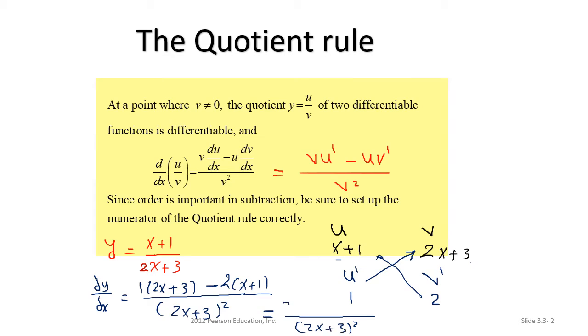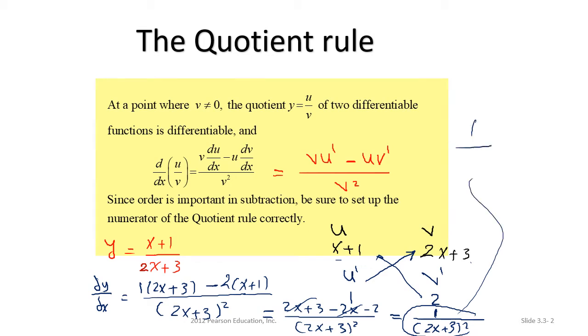1 times 2x plus 3 is 2x plus 3, minus 2x minus 2. So the final answer has (2x plus 3) squared in the denominator, and in the numerator 2x and negative 2x cancel together. It's 1 over (2x plus 3) squared. This is dy by dx, and this is how we can use the quotient rule to find the derivative.